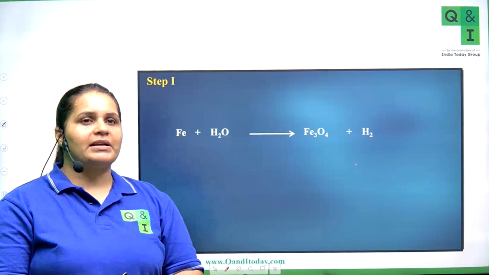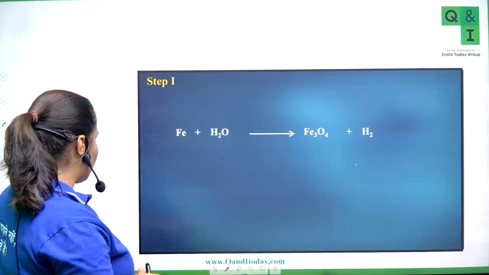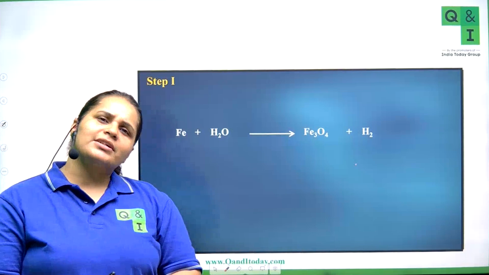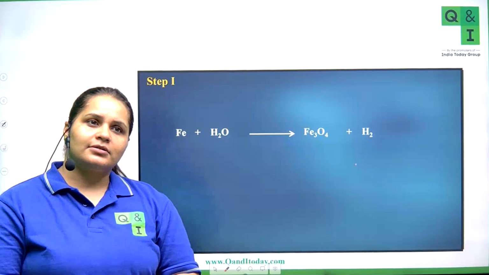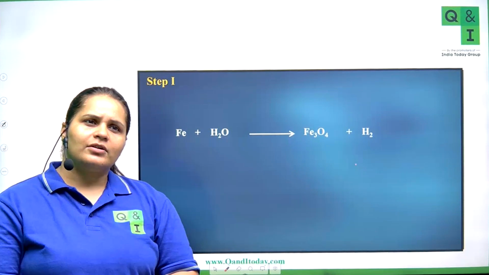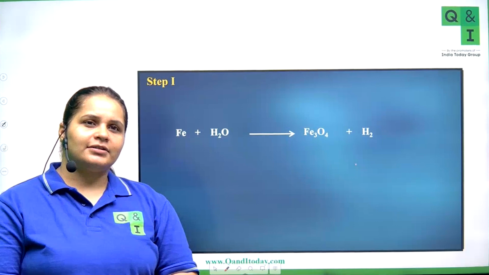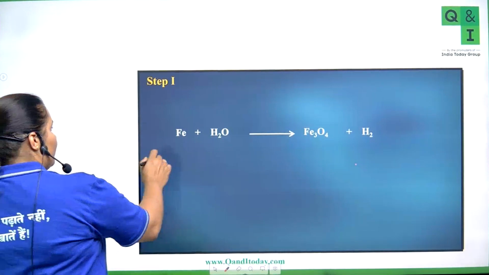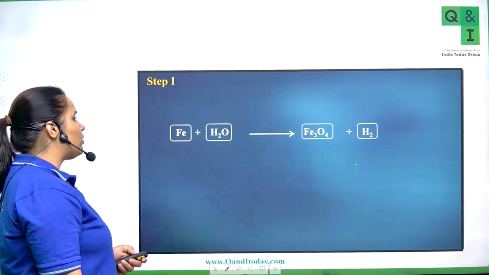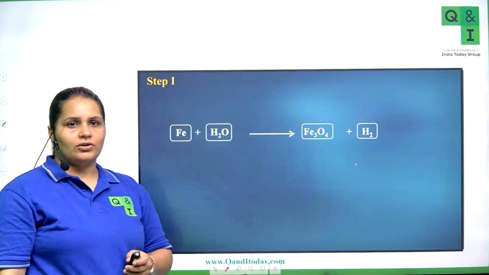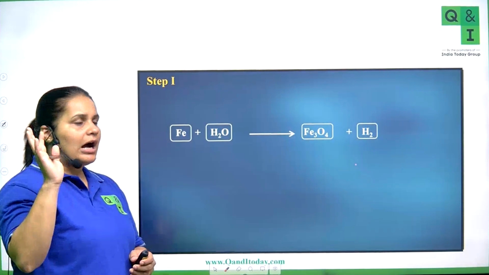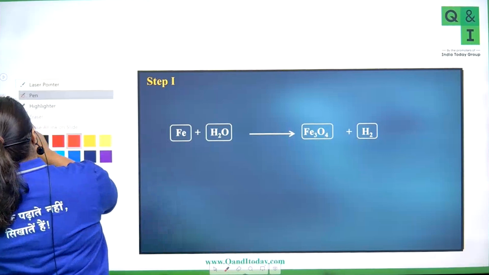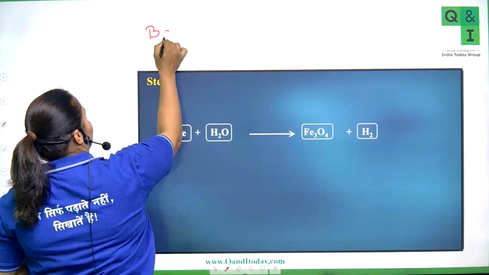Oxygen is not balanced. Okay, only oxygen? Fe. What is Fe? Iron. Iron, right. So iron and oxygen both are not balanced here. So what is our first step? How to balance a chemical equation, right?